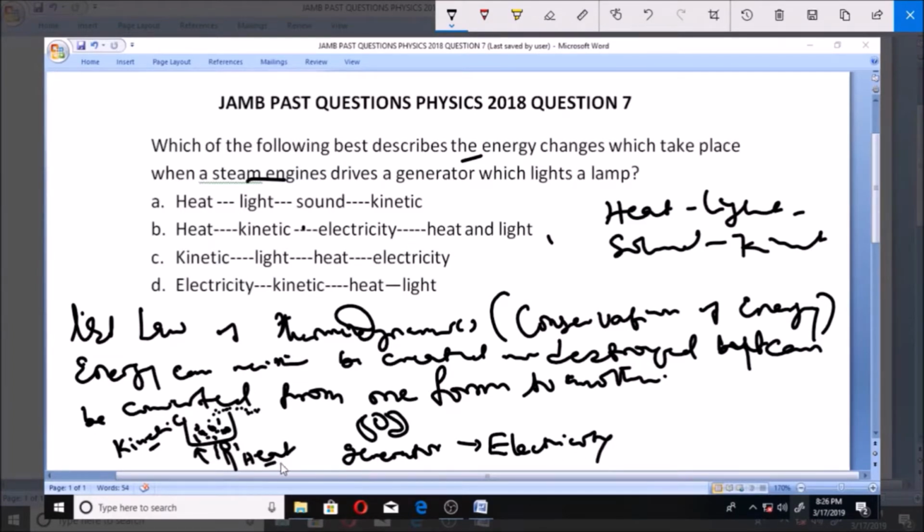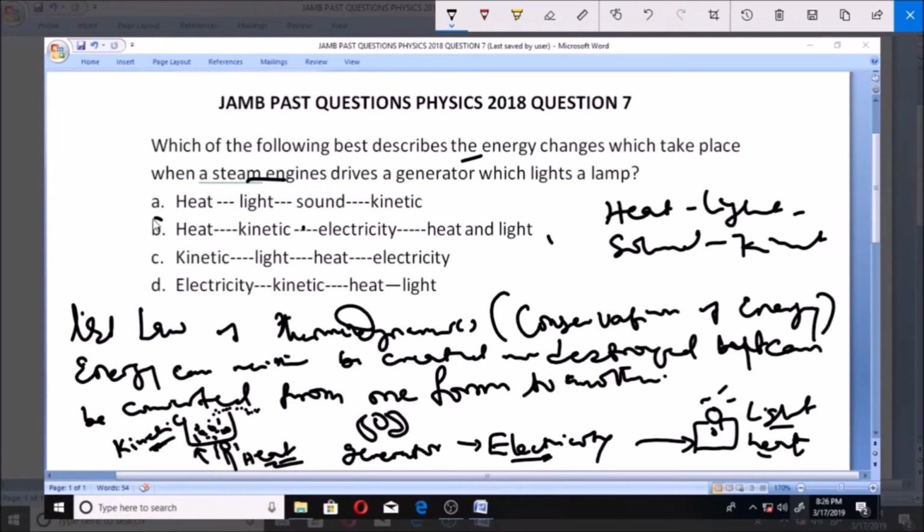So you notice from heat to kinetic to electricity. Now what does this electricity do in this generator? If you have a lamp like in your house, your electricity should be able to light up your lamp. You should be able to what? Light up your lamp. And as it's lighting the lamp, when you touch the lamp, you will notice that there is heat in the lamp. So you see the motion here from heat to kinetic to electricity to light and heat.